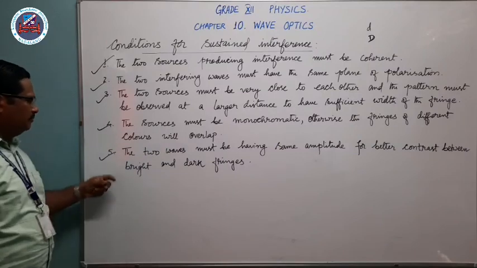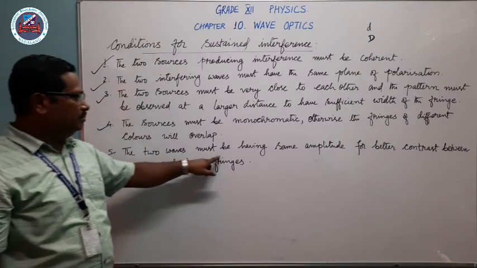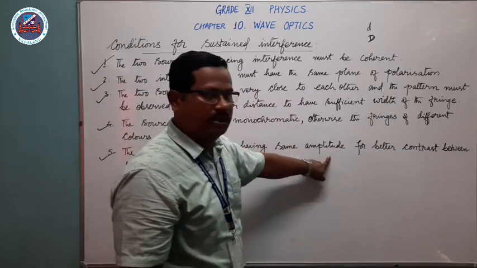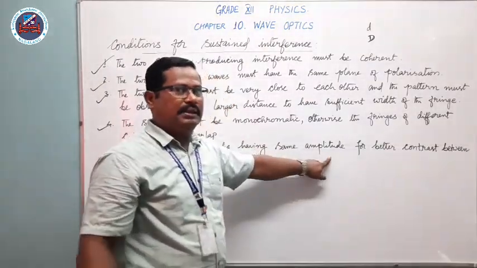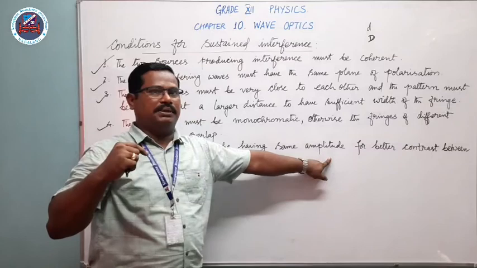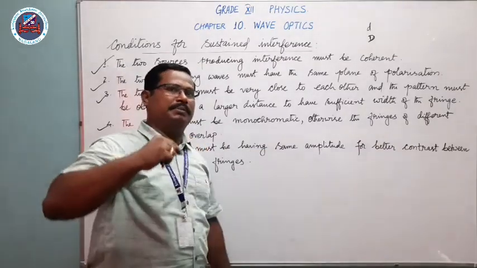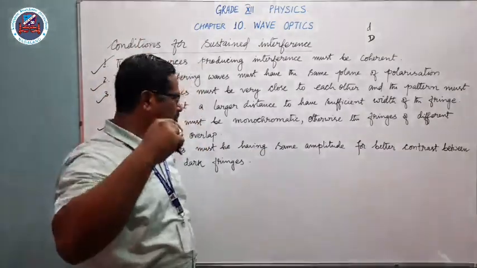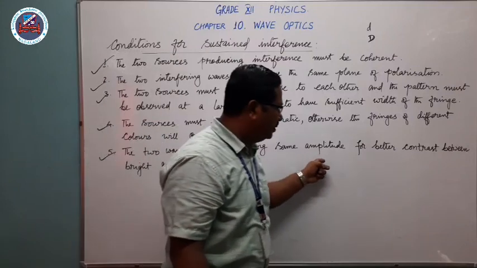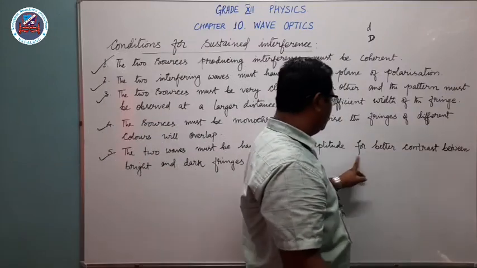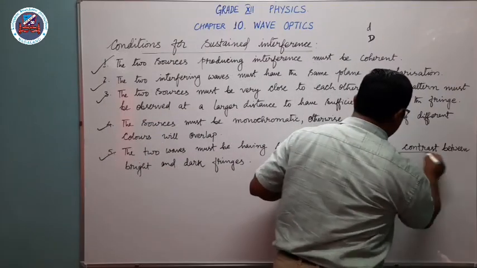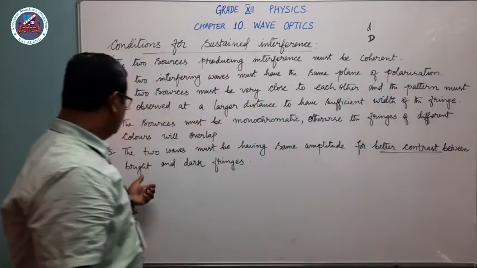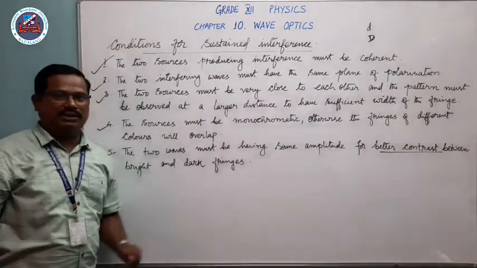And lastly, the fifth point, the two waves must have the same amplitude. This one we have not discussed. The amplitude, the maximum displacement of the particle from the mean position, we call it as amplitude. They must be of the same amplitude. For what? We require the same amplitude for better contrast between bright and dark fringes.